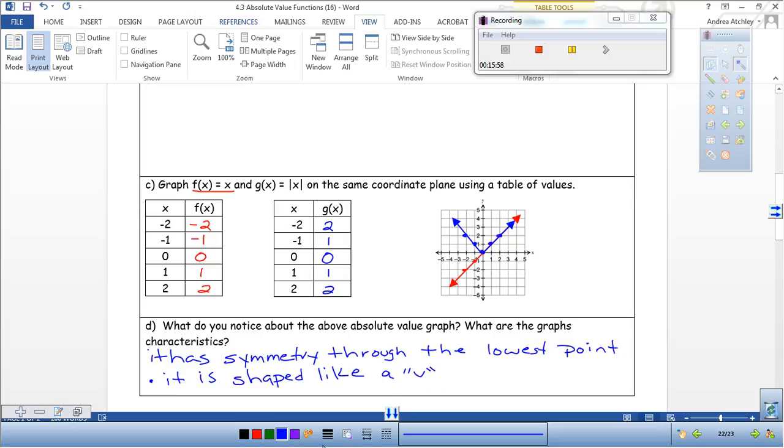So all absolute values are going to be V-shaped. It's shaped like a V. And all absolute values will have that same shape. Okay, just like all quadratics are parabolas, U-shaped, all linear equations form lines, straight lines. Any other questions over that? Okay, let's look at the back.